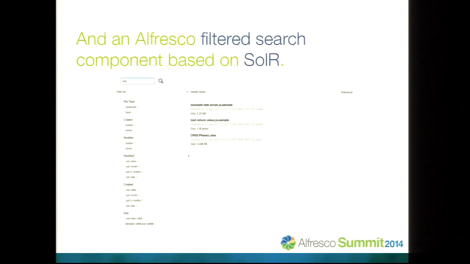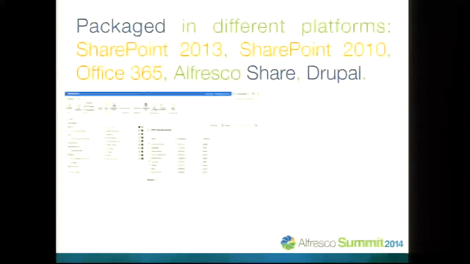As well, we implemented an Alfresco filtered search component based on Solr. The two previous components are compatible with any CMIS repository. This one is only compliant with Alfresco. As you can see, it looks a lot like the Alfresco filtered search component, so we just imitated the component available in Alfresco Share to be reusable in any web container. But again, we'll see that later.